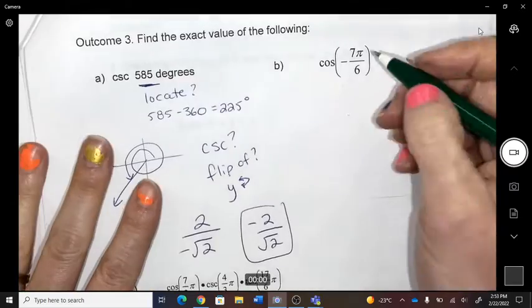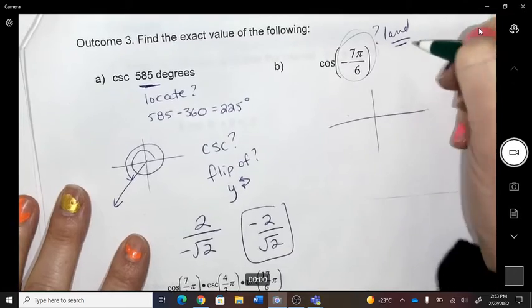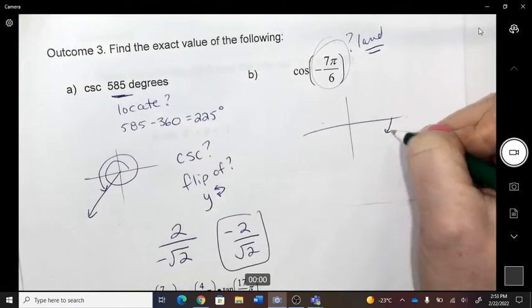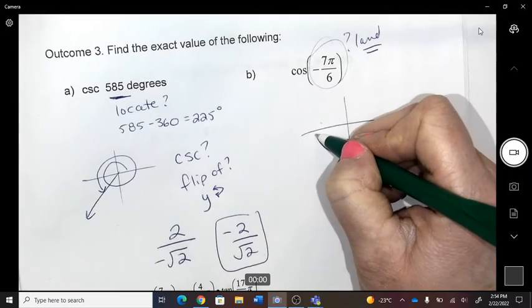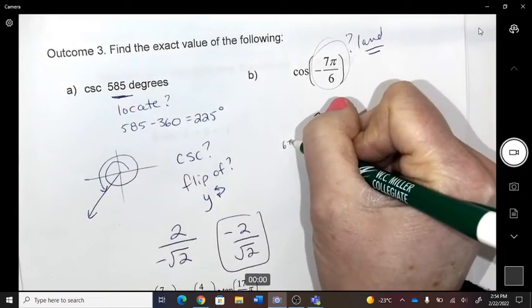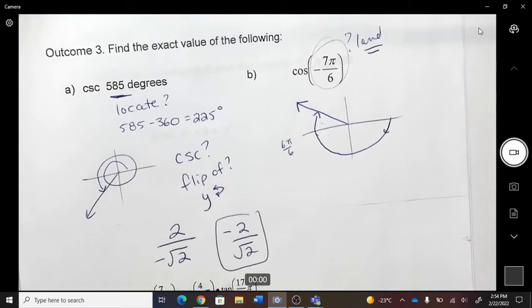Okay, next. Where are you going to land? Negative 7 pi over 6. So you're going to be rotating downward, right? So 6 over 6, you have to understand what 6 over 6 looks like. 7 over 6. Does that make sense? Because this is 6 pi over 6. So 7 over 6 is more than a half circle. Okay, so there's where I land.